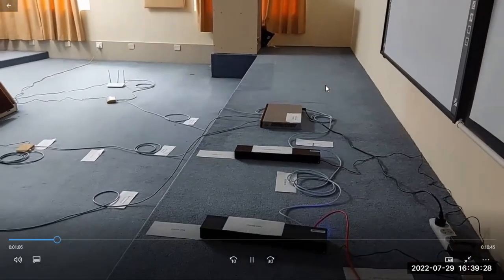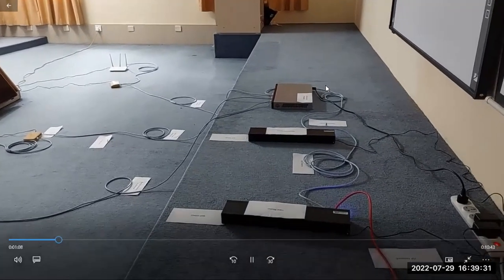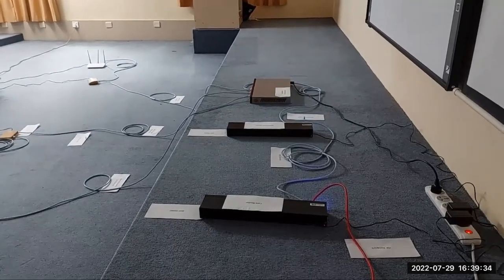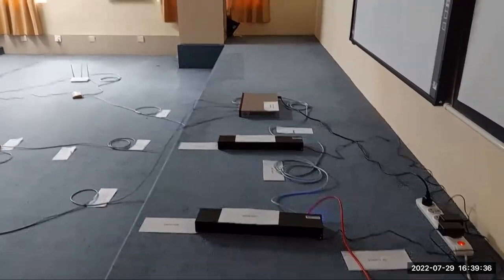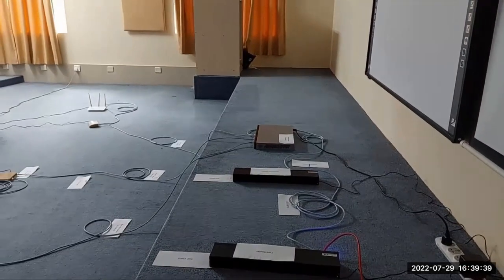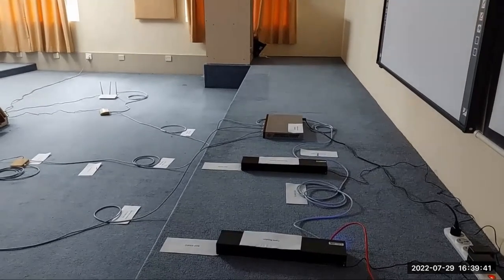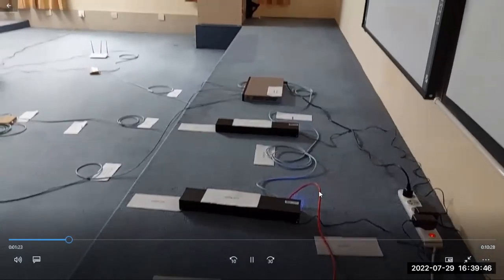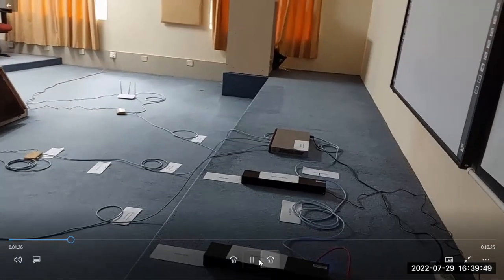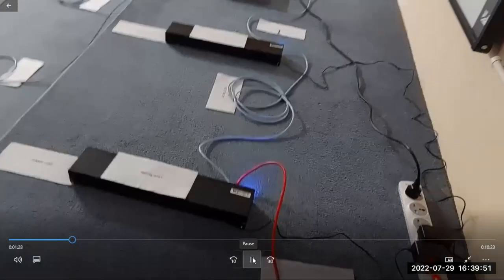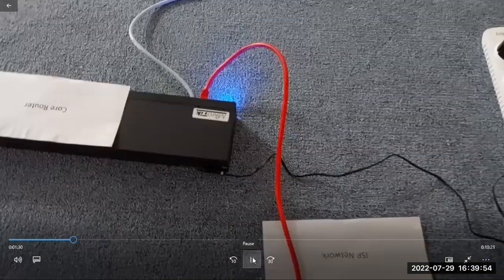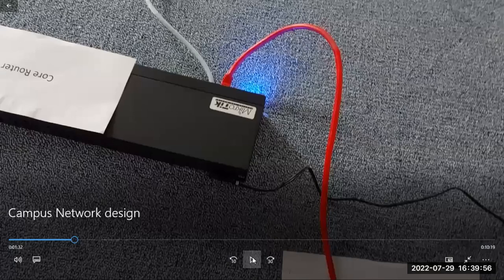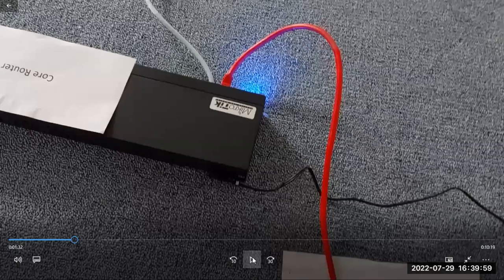Okay, now first of all, to provide internet access and service, we have to get an internet connection from a local ISP. That means internet service provider. You can see here is a red cable. This is the red cable, right? This red cable is actually providing the ISP connection. Okay, it's from the ISP network.